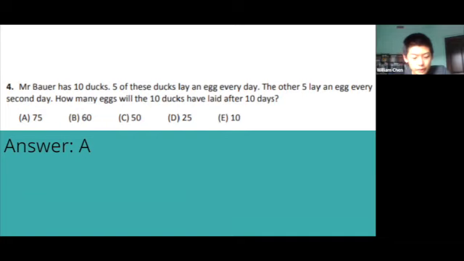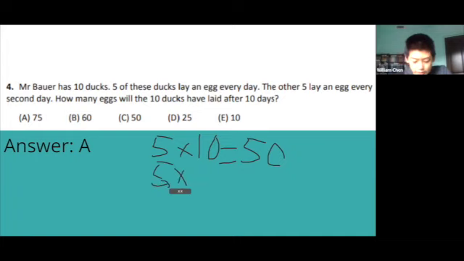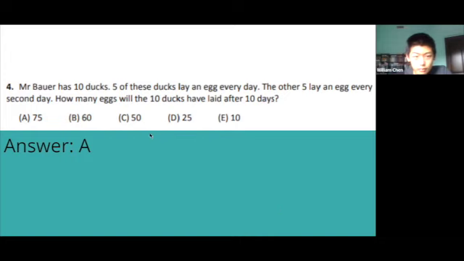So, Mr. Bauer has 10 ducks. 5 of them lay an egg every day. The other 5 lay an egg every second day. So therefore, during 10 days, 5 of them lay an egg every one of those 10 days. So the total number of eggs they lay is 5 times 10 equals 50. 5 of them lay an egg every other day. So they only lay eggs on 5 of the days. The sum of these is 75. So therefore, the answer is A.